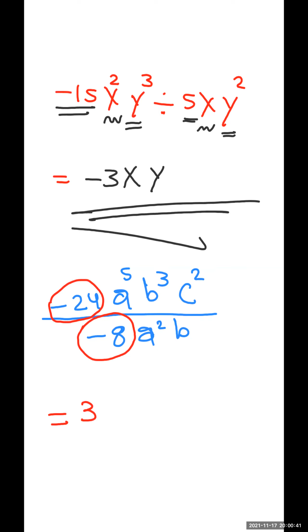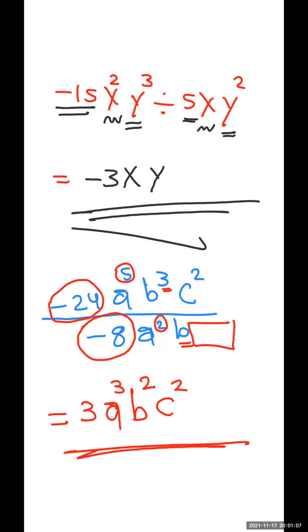Then a to the power 5 divided by a to the power 2, a to the power 5 minus 2, a to the power 3. Then b to the power 3 divided by b to the power 1, so b to the power 2. Then c squared divided by 1, right? So c squared, that's it.